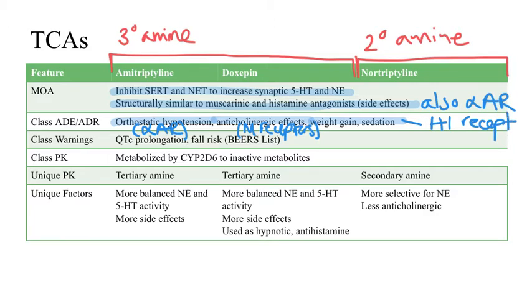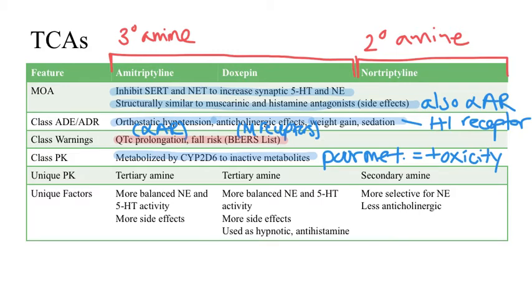The class warnings for the TCAs include a risk of QT prolongation, as well as a fall risk as defined on the Beers list. All the agents in this class have a class pharmacokinetic activity of being metabolized by CYP2D6 to inactive metabolites. And this can be potentially of concern in someone who is a CYP2D6 poor metabolizer, because that may reduce metabolism of these agents, leading to toxicity.